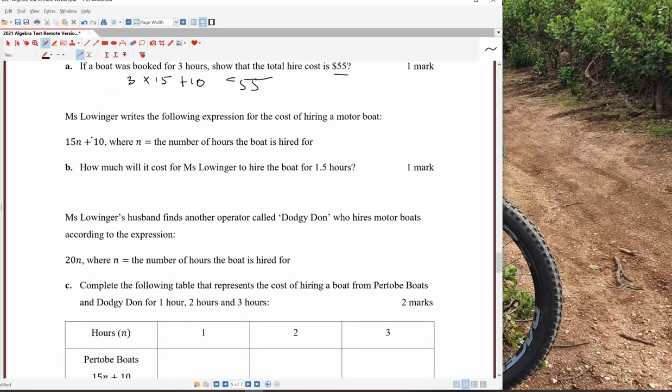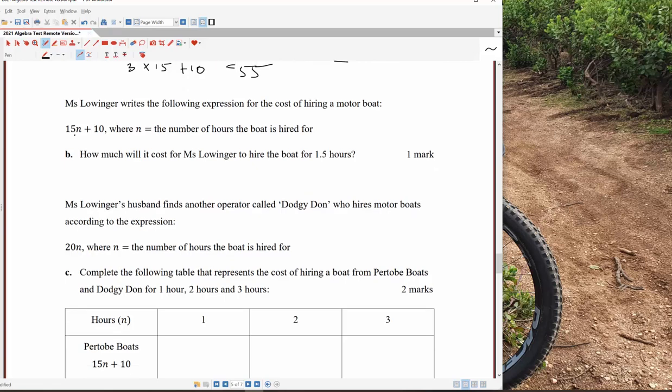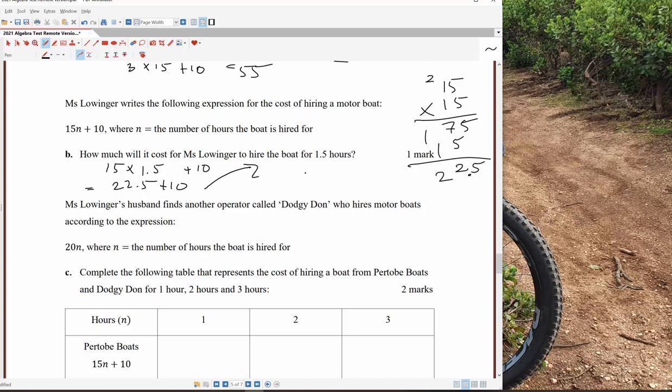Ms. Lowinger writes the following expression for the cost of hiring a motorboat: 15n plus 10, where n is the number of hours the boat's hired for. How much will it cost to hire the boat for 1.5 hours? So 15 times 1.5 plus 10. So what's 15 times 1.5? So it's 22.5 plus 10, 32.5, therefore $32.50.